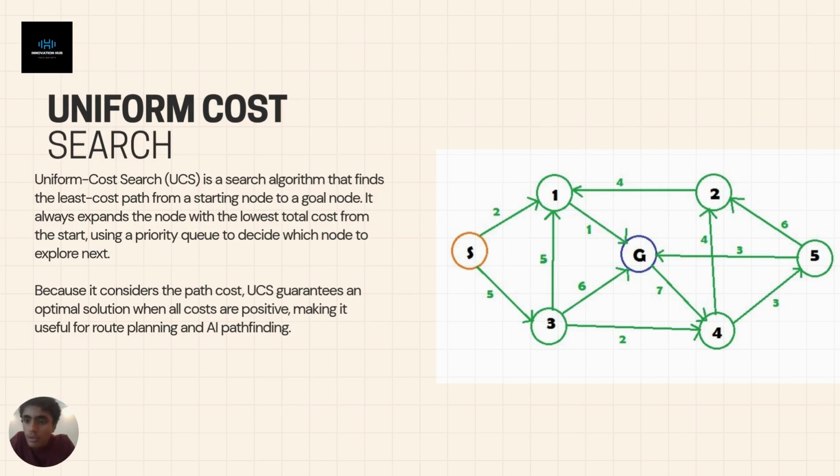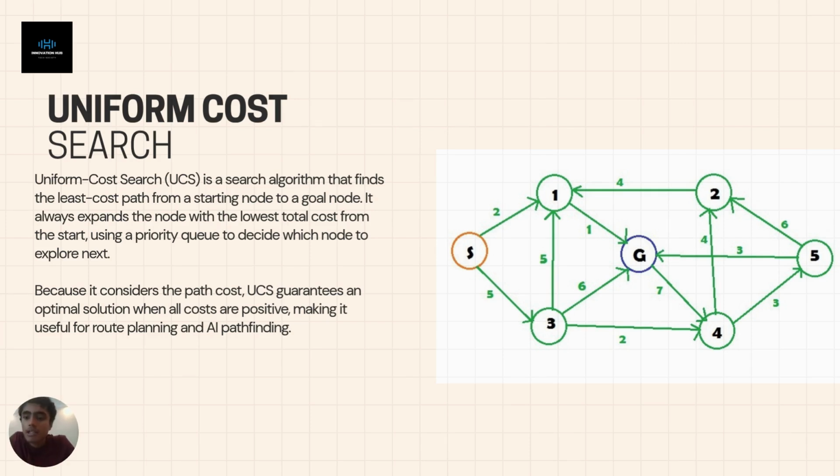Instead of exploring nodes based on the level, horizontally or vertically, the algorithm selects the node with the smallest total cost from the start. From the very start, it selects the neighboring node given how cheap it is in terms of its cost. It uses a priority queue to keep track of which node should be explored next based on how cheap it is.